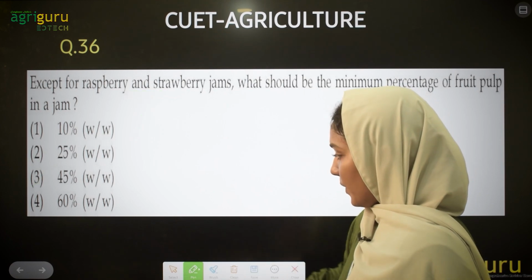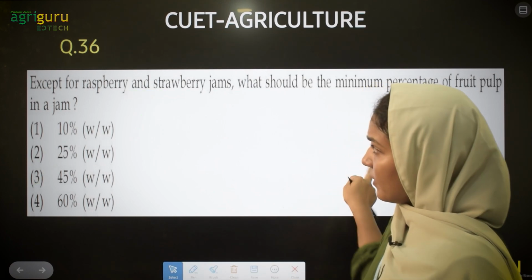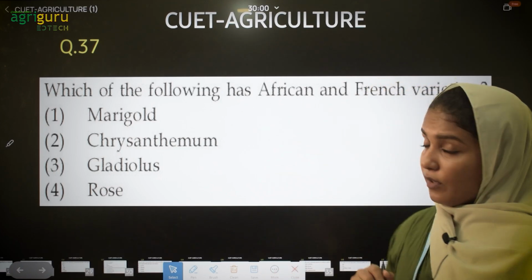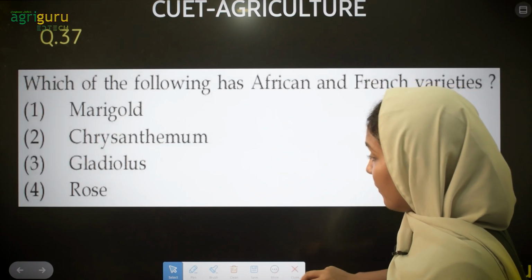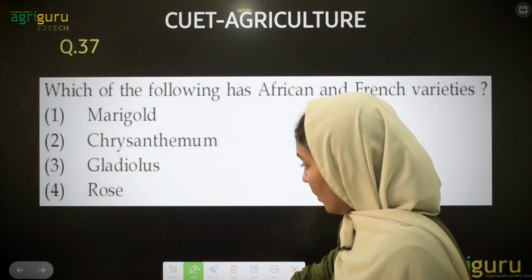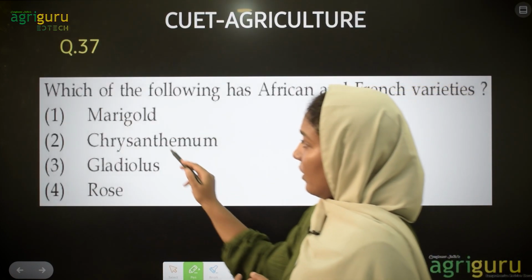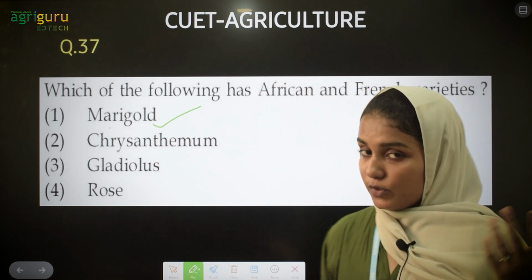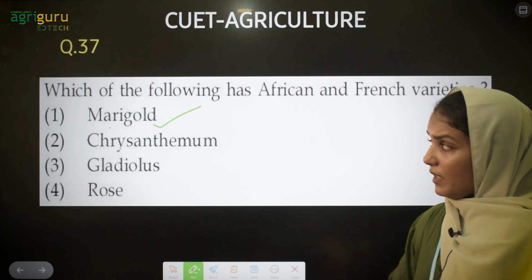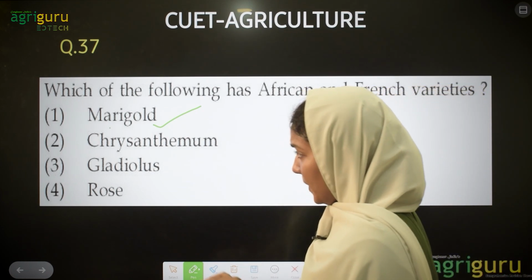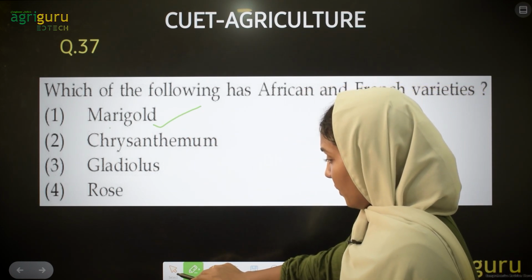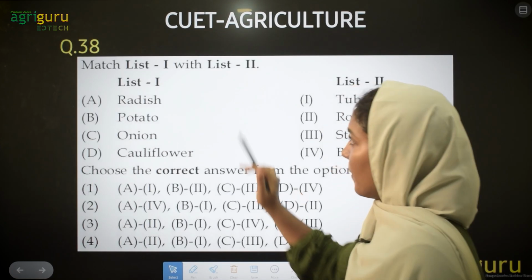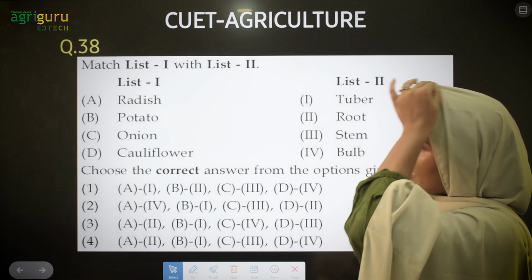Now let's move on to the next question, question number 37. Which of the following has African and French varieties? The answer is marigold. Marigold has 2 different species, African and French varieties. That is Tagetes, 2 different species. The answer is marigold, option number 1. Next, question number 38.